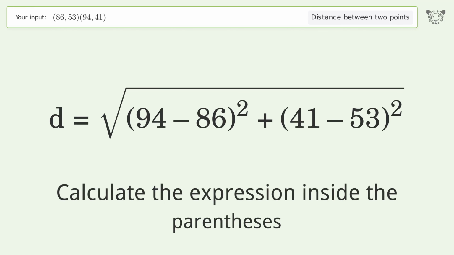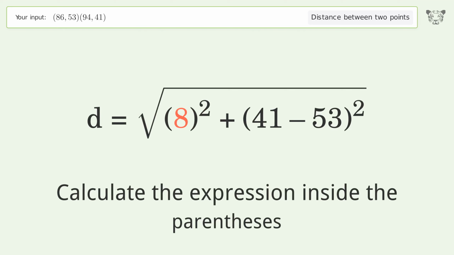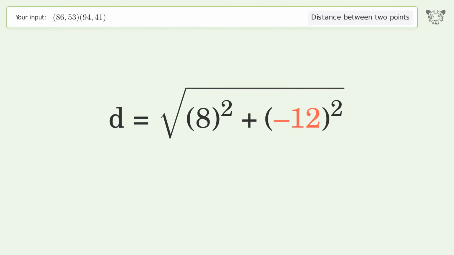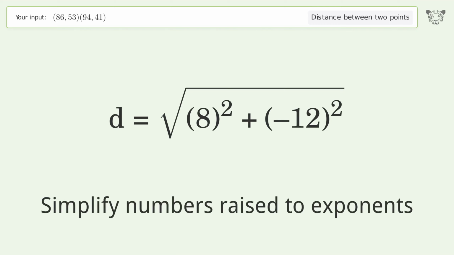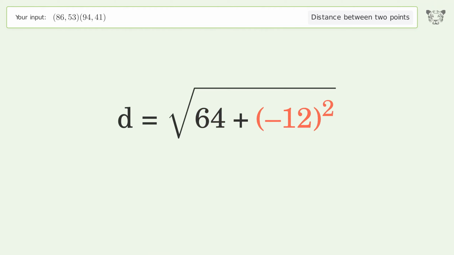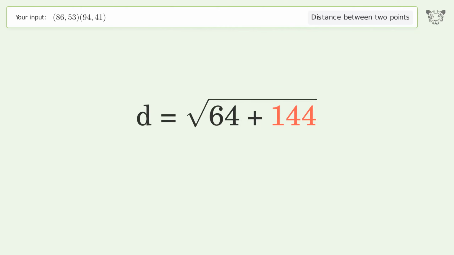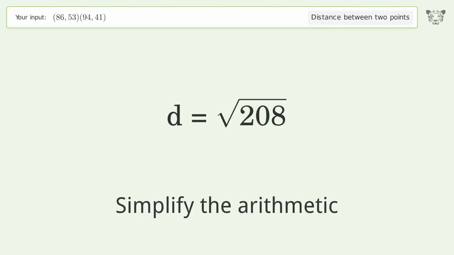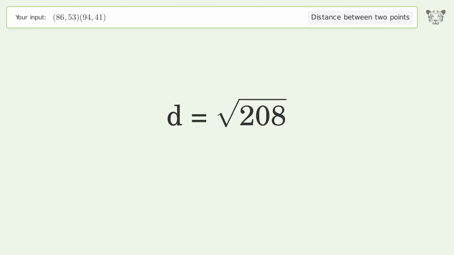Calculate the expression inside the parentheses. Simplify numbers raised to exponents. Simplify the arithmetic. And so the distance between the 2 points is the square root of 208, or 14.422.